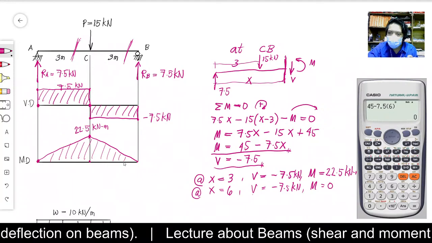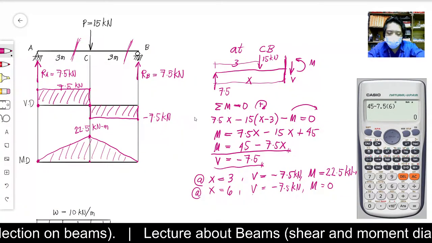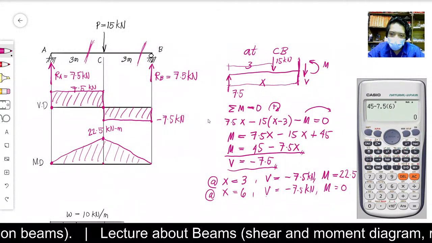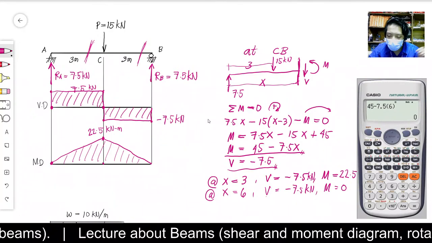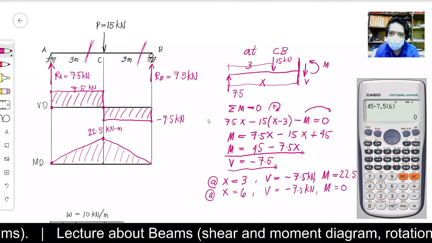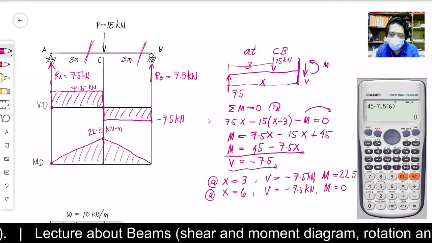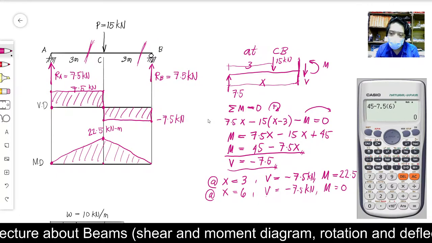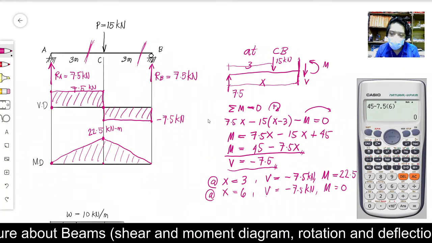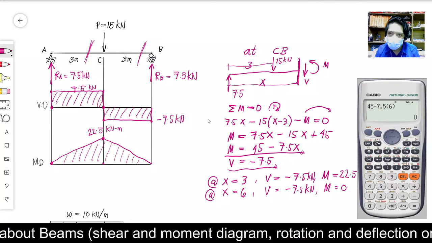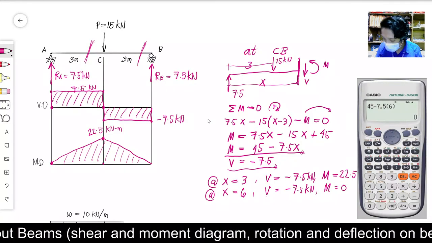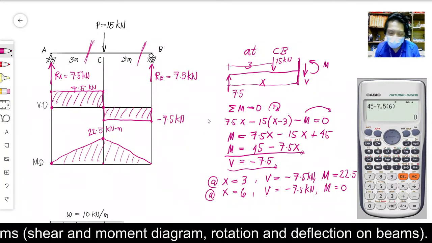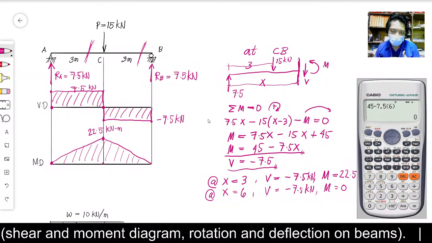Okay, so that is the shear and moment equation. Now I want to reiterate this one, because this topic is discussed in strength of materials. What I want to reiterate is the relationship between the shear and moment equation. When you get the first derivative of the equation of the moment diagram, you will get the equation of the shear diagram. So that's the relationship between the two.